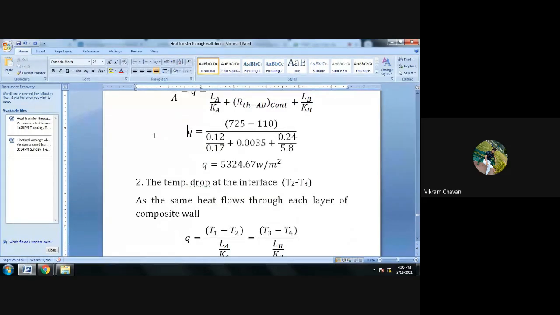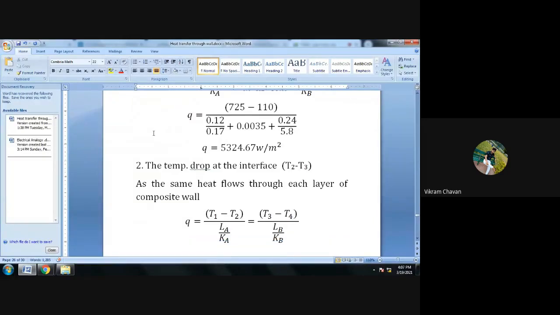Okay, so next our second unknown is that we have to determine the temperature drop at the interface, that is T2 minus T3. To determine this value we have to use an important concept, that is nothing but what? The overall heat transfer through the composite wall is equal to the heat transfer through the individual walls of the composite wall.